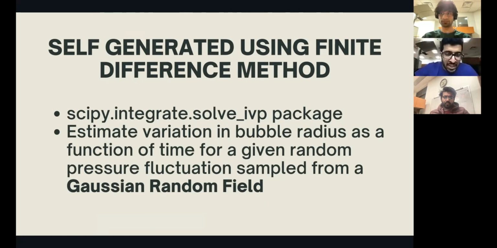For generating the data, we have used the finite difference method for generating good quality, high resolution data. Using the finite difference method, we use the scipy.integrate.solve_ivp package available in Python for discretizing and doing finite difference simulations for the previously mentioned Rayleigh-Plesset equation. We estimate the variation in bubble radius as a function of time, as mentioned before, for a given random pressure fluctuation. Now, this random pressure fluctuation is sampled from a Gaussian random field. The length scale of the Gaussian random field is varied for different datasets.